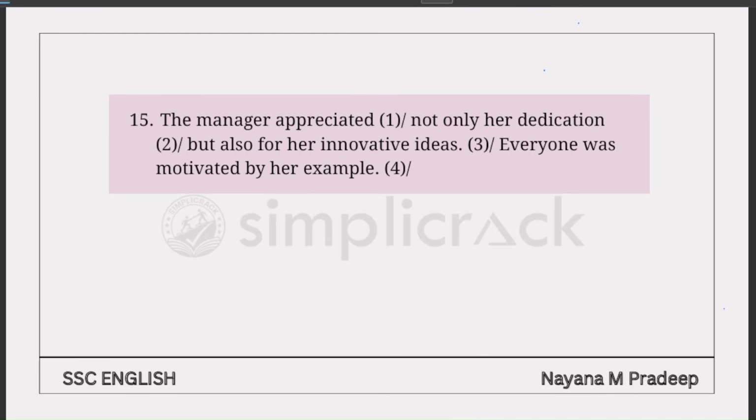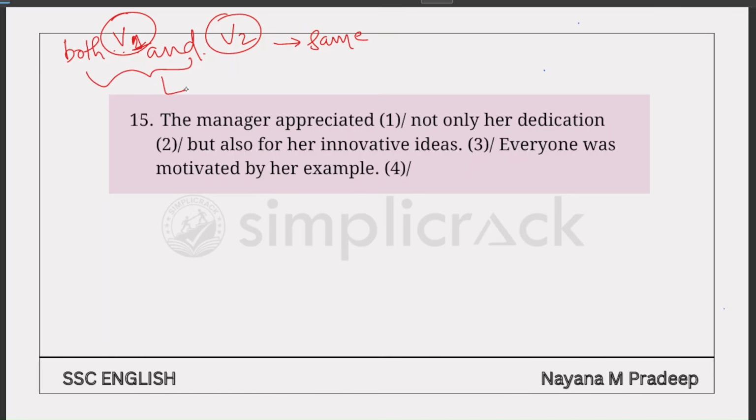Now, before we answer this question, I need you to reflect back on something that we learned earlier. In one of the previous questions, we came across "both...and." There was a verb used here, V1, and a verb used here, V2. And I told you that the verbs on either side of "and" should be of the same structure and form. Now, why is that so? Because the structure "both...and" is a correlative conjunction.